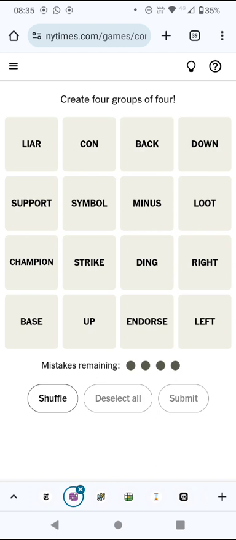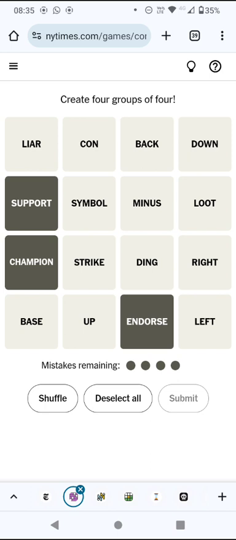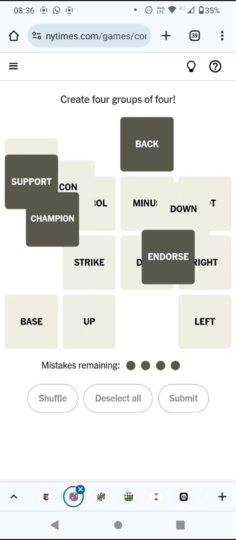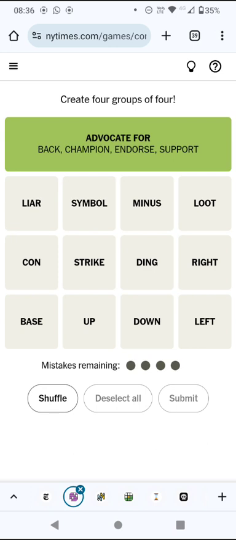Now we've got support, champion and endorse. Those are all synonyms. And back, surely that's a group. What next? We've got left and right and up and down. Surely that's too obvious though, isn't it?